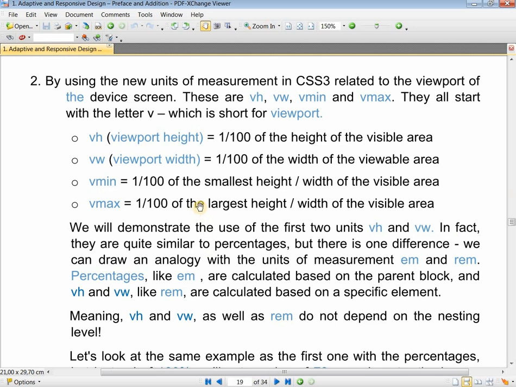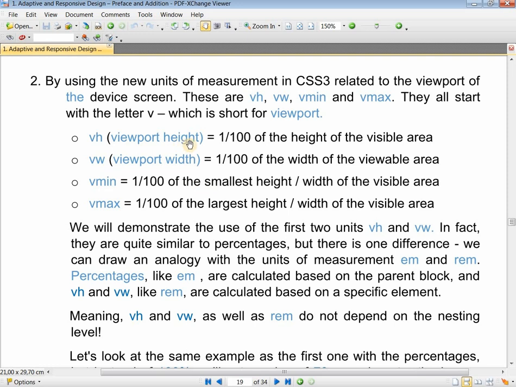We have now reached the units of measurement for adaptive images, and today we'll look at the next part of this topic, the use of the new units of measurement introduced in X3, which are viewport units related to the visible area of the screen. These are their abbreviations: vh for viewport height, vw for viewport width, vmin, and vmax. Starting with the letter V, which is short for viewport.